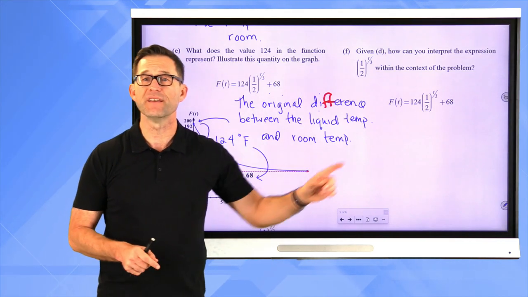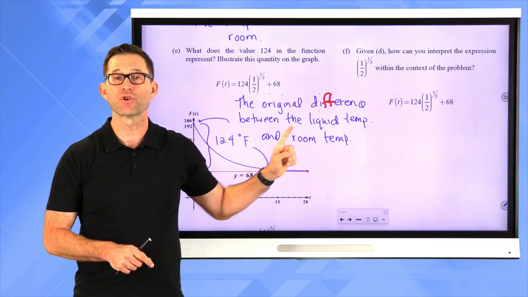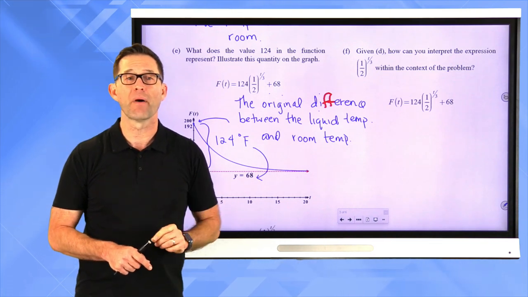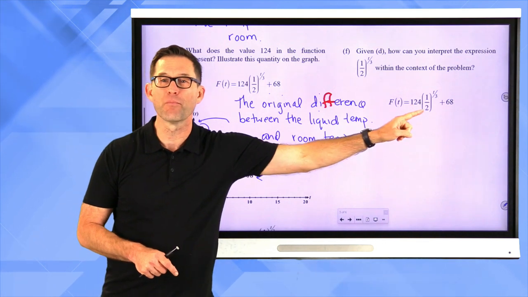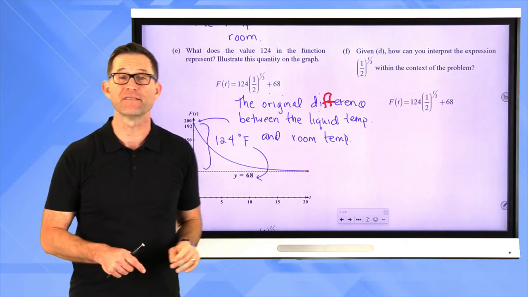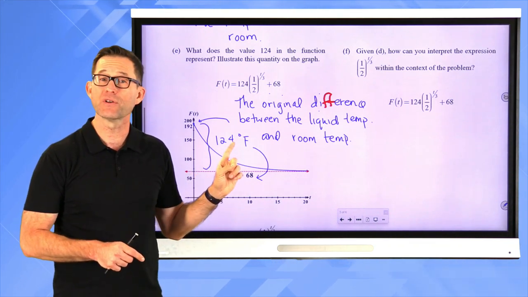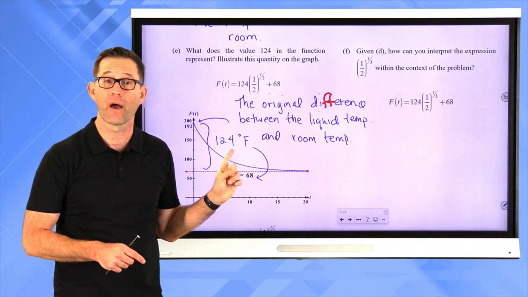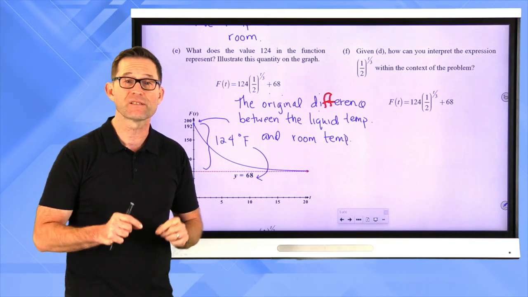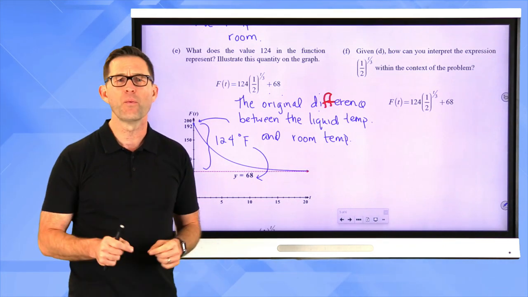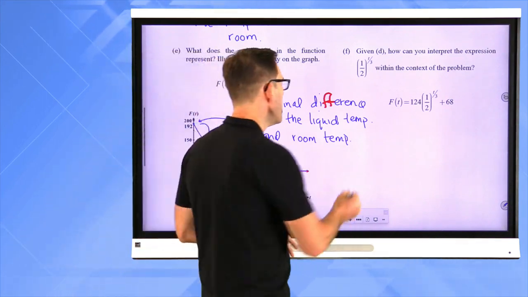Well, what it tells us is that every 3 minutes, the difference between the liquid temperature and the room temperature goes down by a half, right? We keep getting to multiply this number by a half every 3 minutes. And so that difference every 3 minutes goes down by a half. So originally that difference is 124 degrees Fahrenheit. And after 3 minutes, it goes down to 62 degrees Fahrenheit. And after 6 minutes, it goes down to 31 degrees Fahrenheit. And after that, I can't even divide by two anymore. So, you know, why would I?